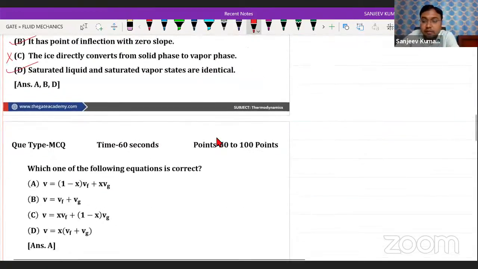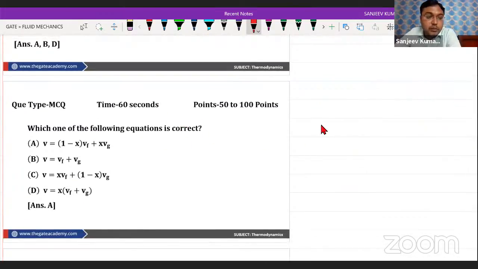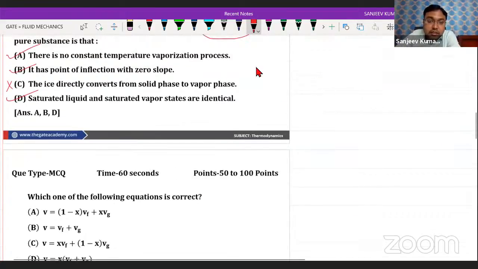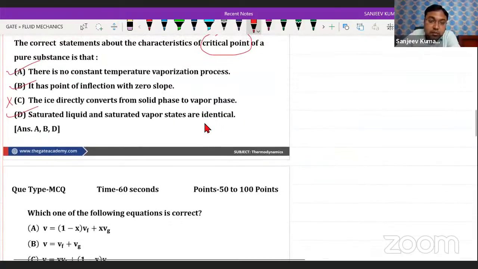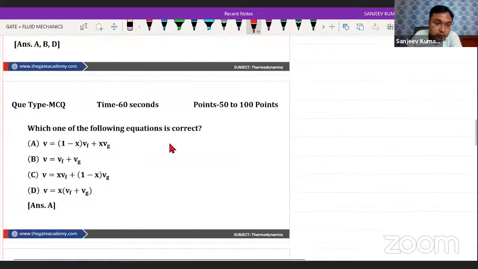Next question is here. Multiple choice question. Which of the following equation is correct? Already we mentioned here, right? You can see the three equations I mentioned here. So V equal to VF plus X into VFG. So let us go and see what is mentioned in the first option A. When you write V is equal to 1 minus X, so just open the bracket. What we are getting? VF minus X VF plus X into VG.